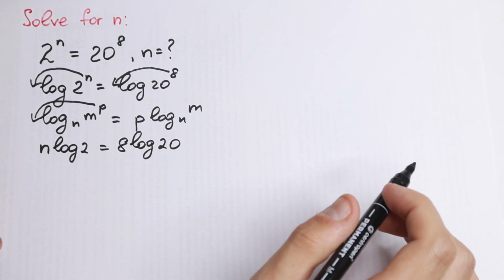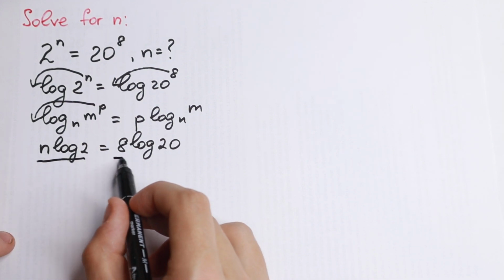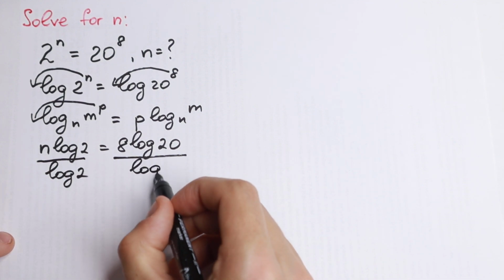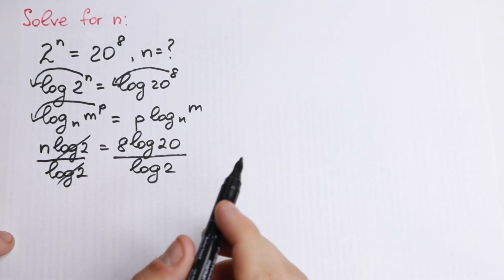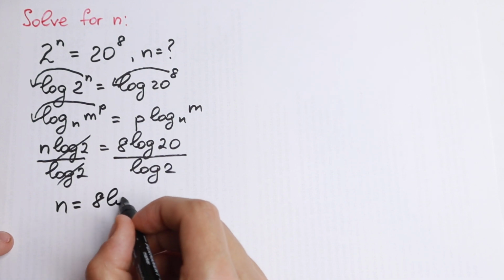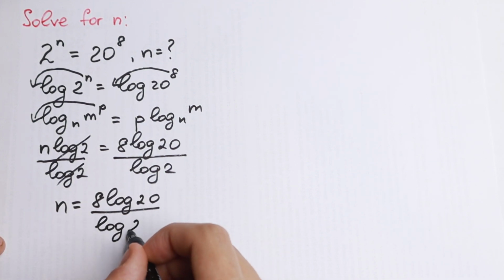So what are we going to do next? We don't need this log 2 right here, so we just divide both sides by log 2, right here and right here. If we divide, we can easily cancel on the left hand side, so we will have our answer: n equal to 8 log 20 over log 2.